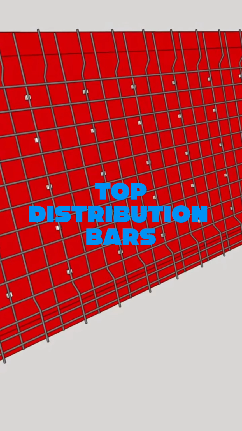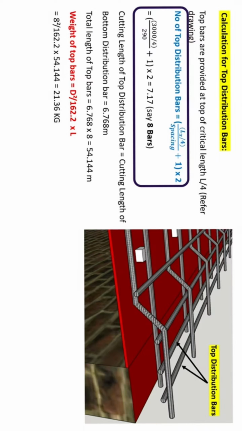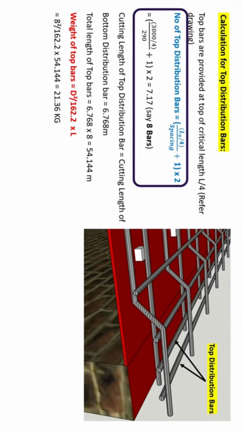Now do calculation for top distribution bar. Here L is taken as L by 4. Now number of top distribution bars is equal to Lx by 4 by spacing plus 1 into 2. Here Lx is shorter span length of slab, that is equal to 3000 mm. Spacing is 290 mm. After substituting the values, the value is 7.17, say 8 bars.